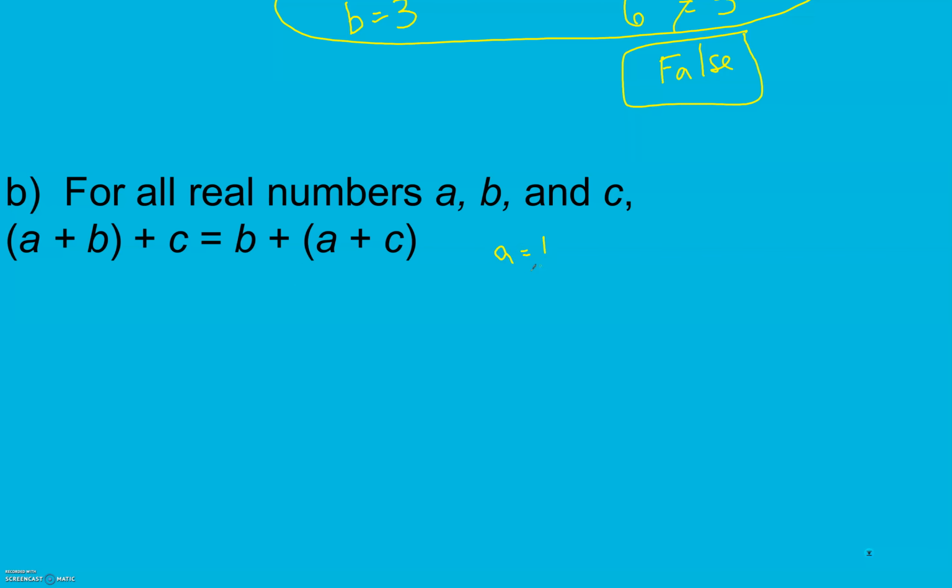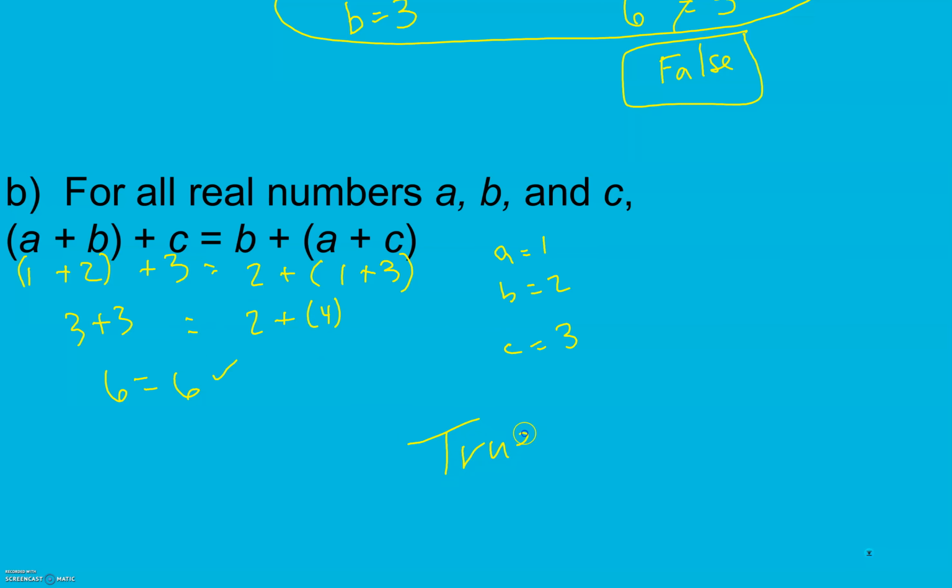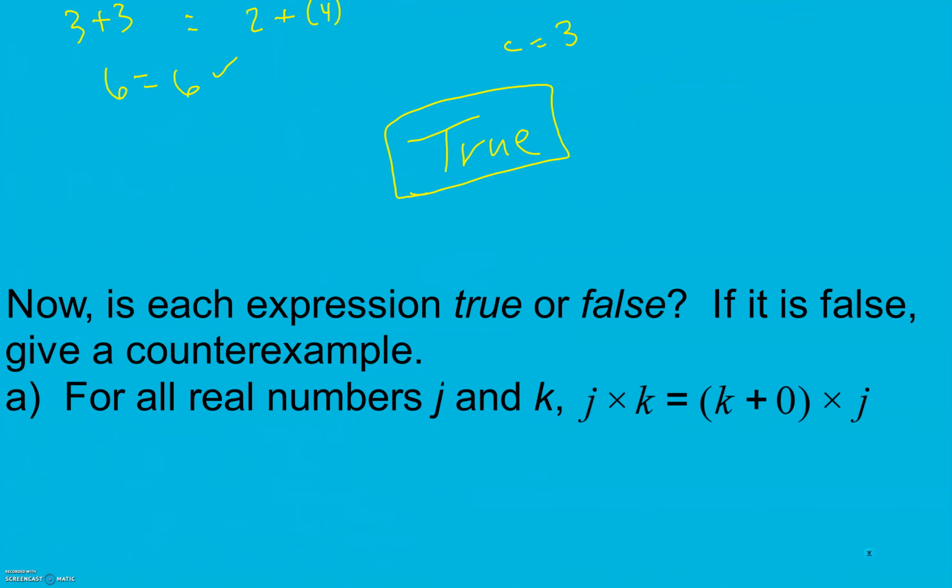So I'm going to try a is 1, b is 2, c is 3, for example. 1 plus 2 plus 3 equals 2 plus 1 plus 3. Let's check. 1 plus 2 is 3, plus 3 gives me 6. 1 plus 3 is 4, plus 2 is 6, so 6 equals 6. So we thought it was true, and it shows from our example that it's true. We could try other things to check and see if there's any that don't work, but this is just using our commutative and associative properties, so we should be good there.